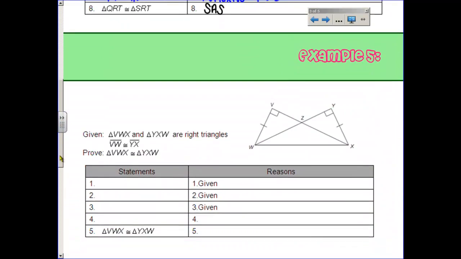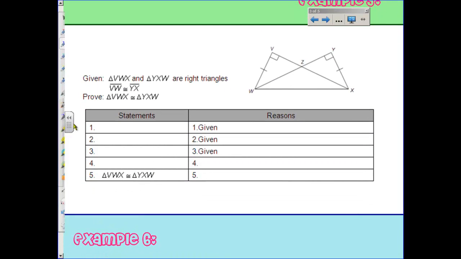The next example is example number 5, and I like this example because it brings up the point of identifying what you're given. So I want to take this one piece at a time, starting with triangle VWX, which is a right triangle, and I want to go find that triangle.